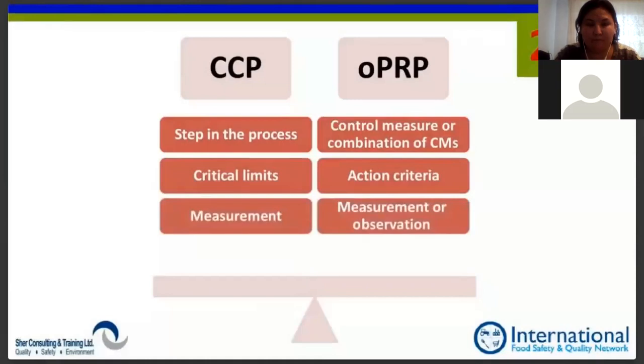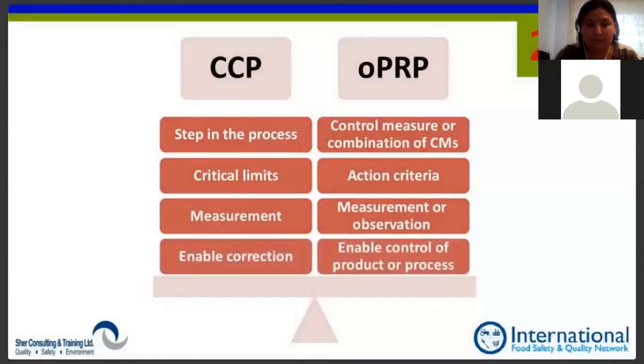CCPs, we use measurement only. OPRP can either be measurement or observation. So anything that's observation is not a CCP anymore. And finally, with CCP, it says that the CCP will enable correction. And with an OPRP, it says it enables control of the product or process.